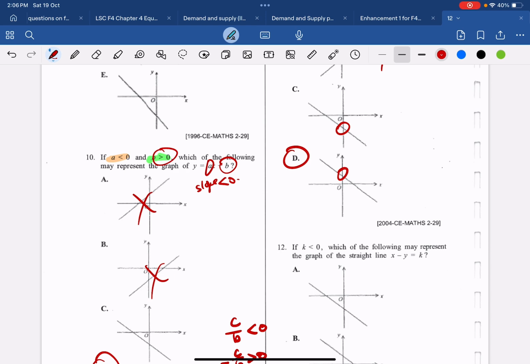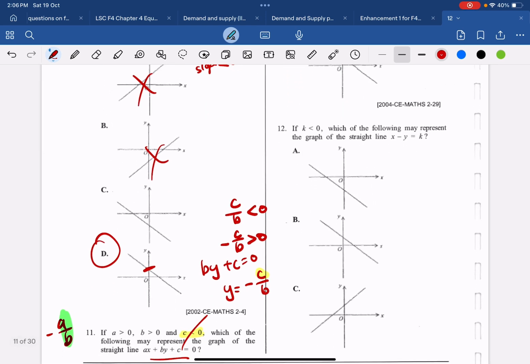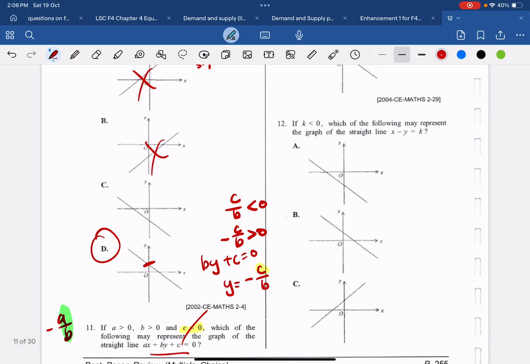Actually, this is not very hard. Just analyze the signs. Then let's see. X minus y equals k. You can arrange this into slope-intercept form, which means y equals x minus k.